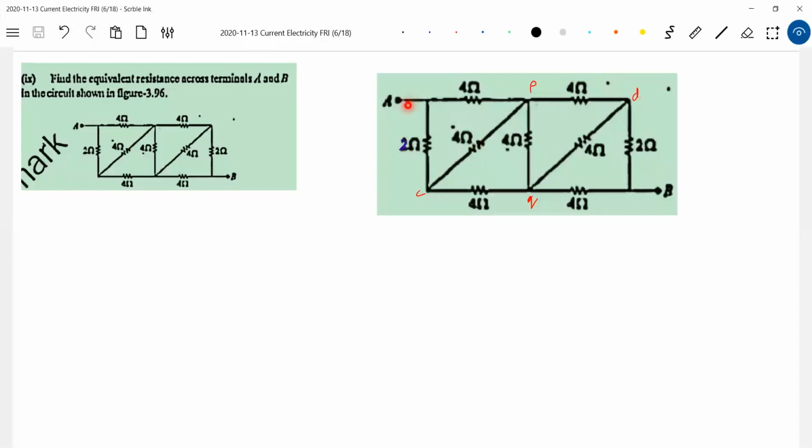Branch current method. You should assume currents I1, I2, then dividing current. So very complicated. Next, again, loop current 1, 2, 3, 4. You are going to connect a battery. 5 loops are there. So nodal analysis is the only alternative available. Already we defined the potentials, this one.